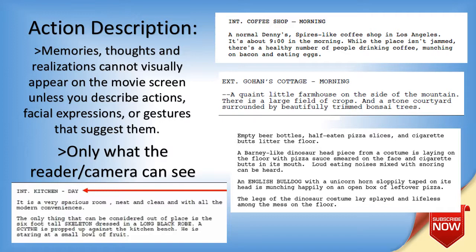So, here are some examples. These are not really good examples, but I just put some more. None of these have any memories or thoughts or realizations. They're just what the camera sees. So you can pause and read them, but I couldn't really find examples of what not to do, because screenplay writers don't do that. I couldn't find a screenplay that shows memories and realizations and stuff like that. So you can pause and read it and get some more idea of just what the camera sees.